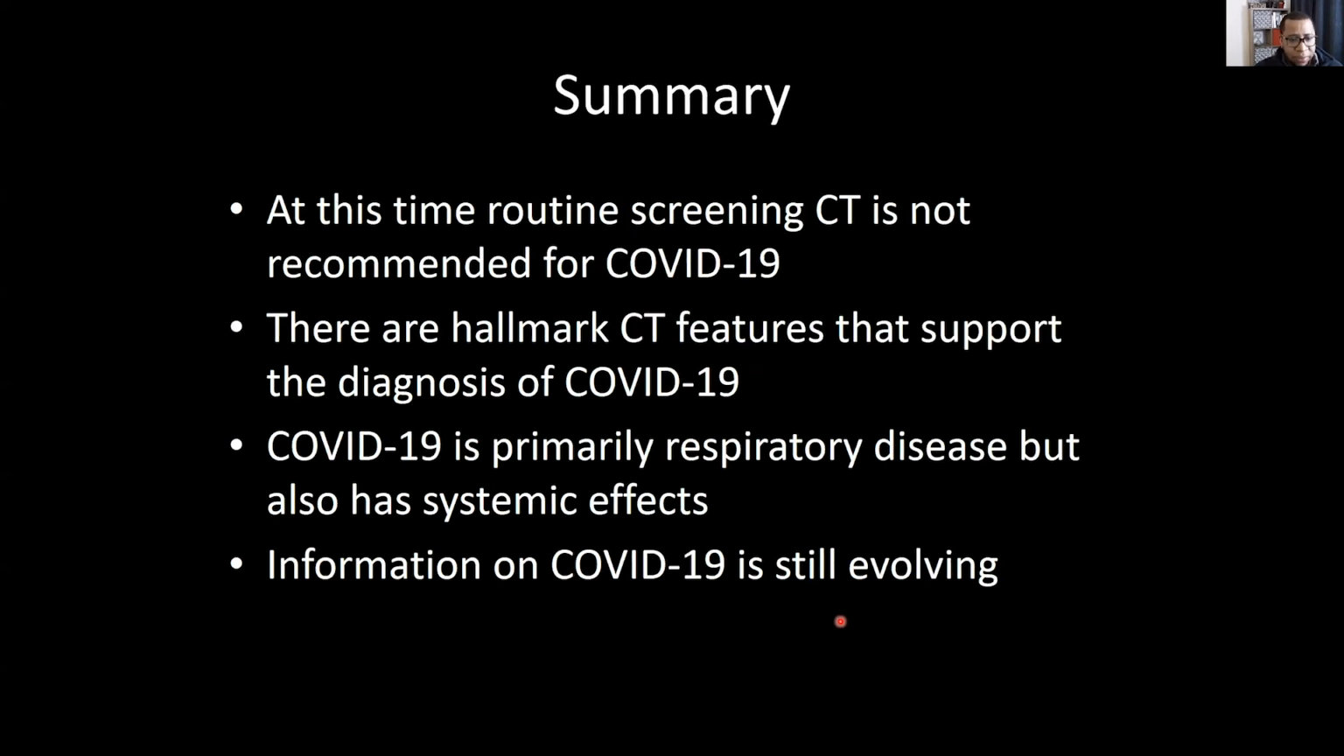So in summary, thanks a lot for your time. At this time, routine screening, especially with CT, is not recommended for COVID. There are hallmark CT features that support the diagnosis of COVID-19. COVID-19 is primarily a respiratory disease, but has systemic effects, and information on COVID-19 is still evolving. So definitely keep reading the literature and try to get the most up-to-date information.